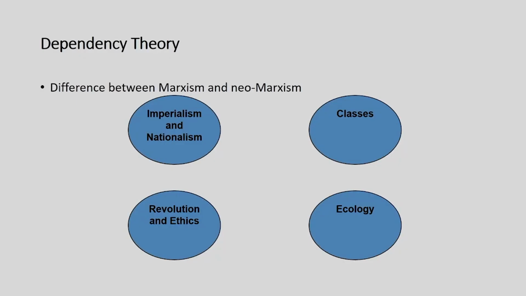At this point, it might be interesting to take a closer look at an attempt to identify the phenomenon of Neo-Marxism and the differences between Neo-Marxism and Marxism. Okay, we are going to discuss the differences between Marxism and Neo-Marxism through four vantage points, namely imperialism and nationalism, classes, revolution and ethics, and ecology.